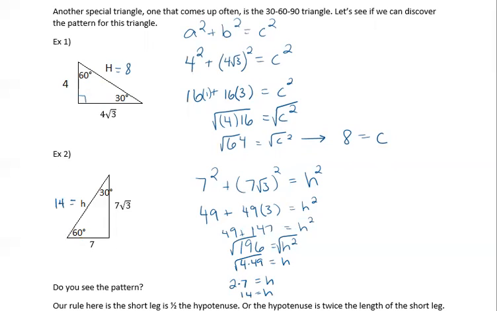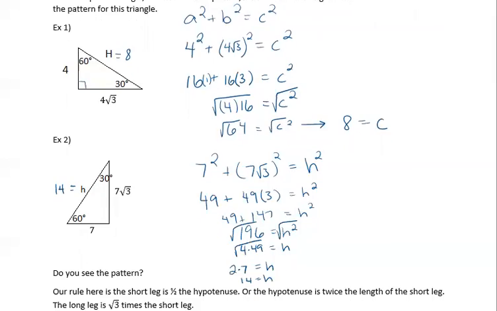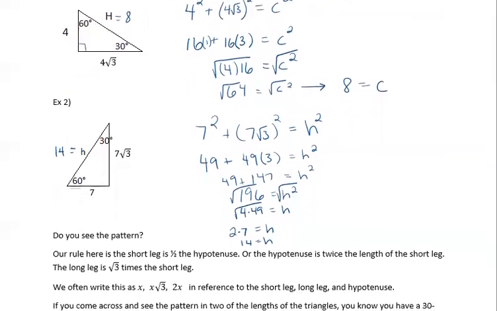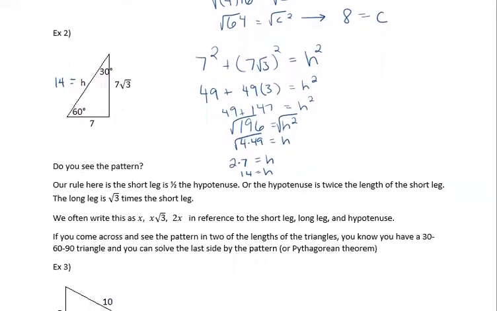All right, so this one was 7, 7 times the square root of 3, and 14. Are you seeing a pattern yet? Our rule here is that the short leg, this one right here, is half of what the hypotenuse is. In other words, the hypotenuse is twice the short leg. And then the longer leg is the square root of 3 times whatever the short leg was.